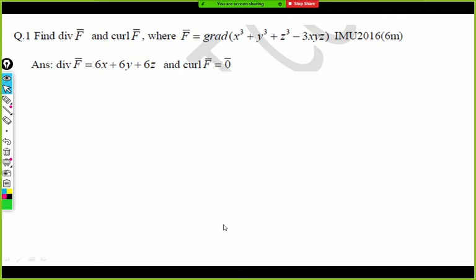Question number 1 from divergence and curl. Very straightforward question. It is written: find divergence and curl of vector f bar, where this f bar is a gradient of the function x cube plus y cube plus z cube minus 3xyz. Yes, anyone? Tell me the step number 1 where we should start.